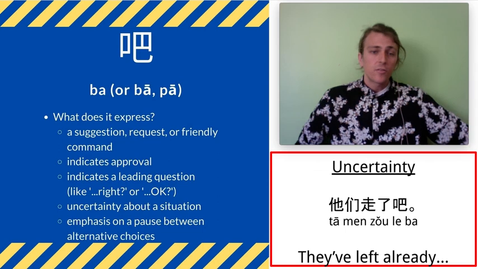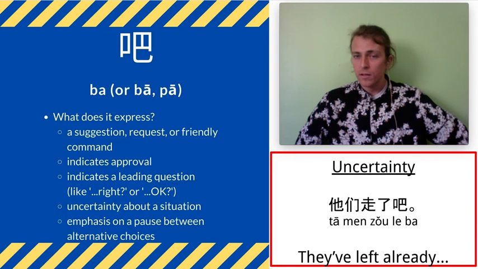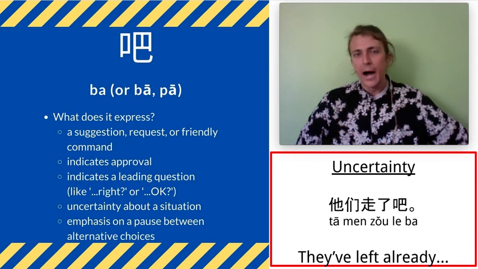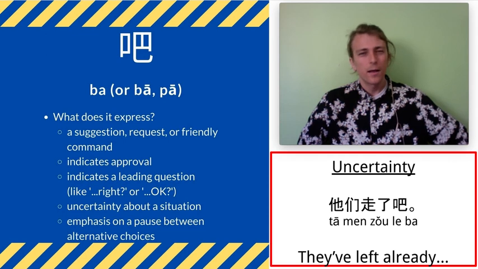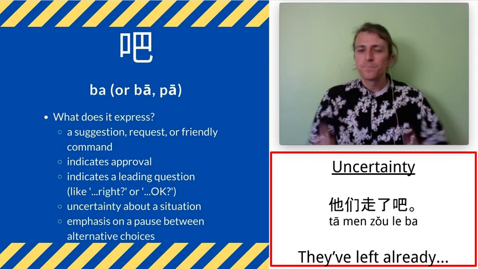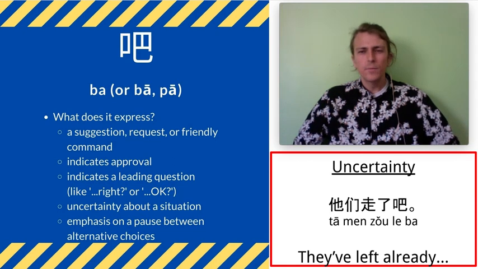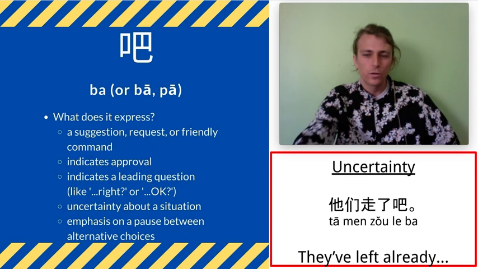Okay, another one is uncertainty about a situation. If you're not sure about something, you can make a statement and then say ba at the end of it. So for example, 他们走了吧? They left already. So you're not sure if they left, but that's what you think happened. 他们走了吧? You can also draw out this ba a little bit and make it softer. That means you're not really sure, but that's what you think happened.